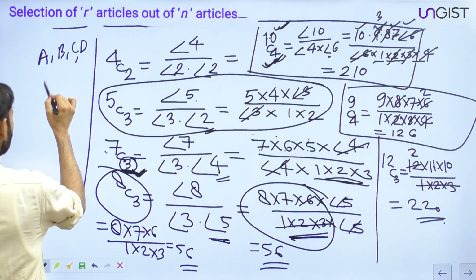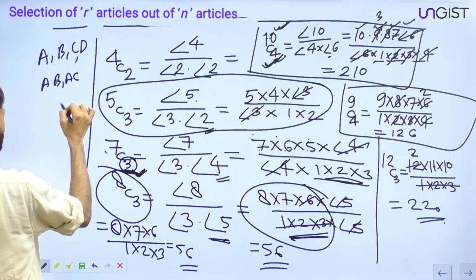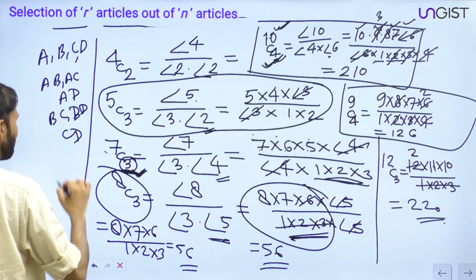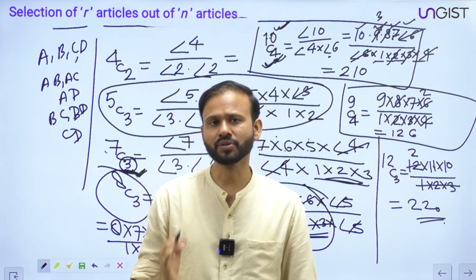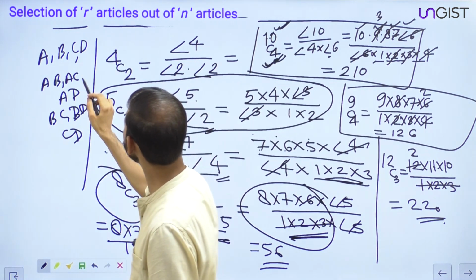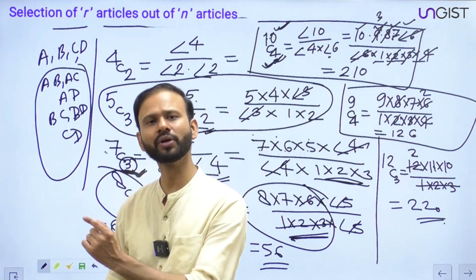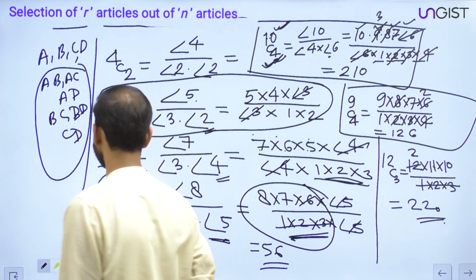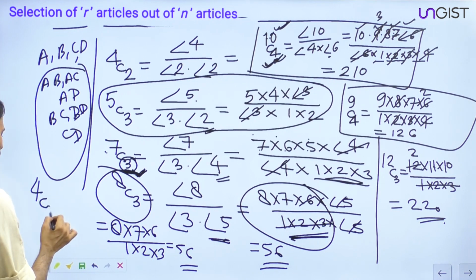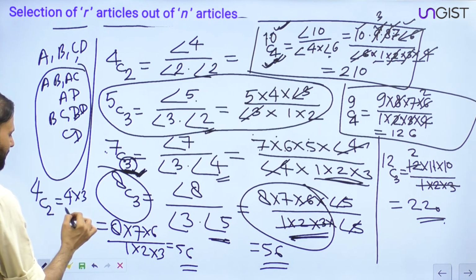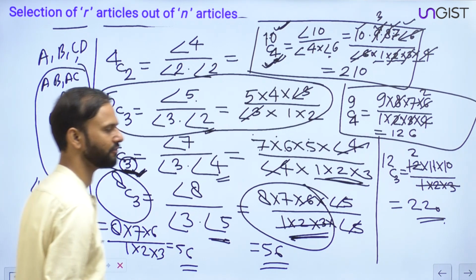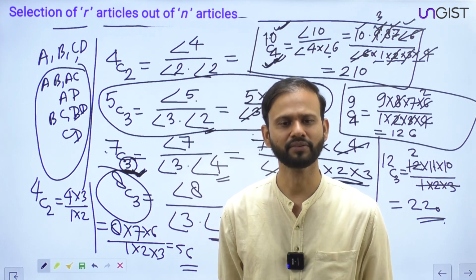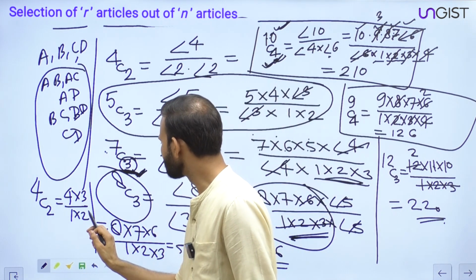I'm writing it here again: AB, AC, AD, BC, BD and CD. We have got 6, correct? So 4C2 should be equal to 6, which we are observing manually. Now 4C2 should be 4 into 3 divided by 1 into 2, right? Yes or no?